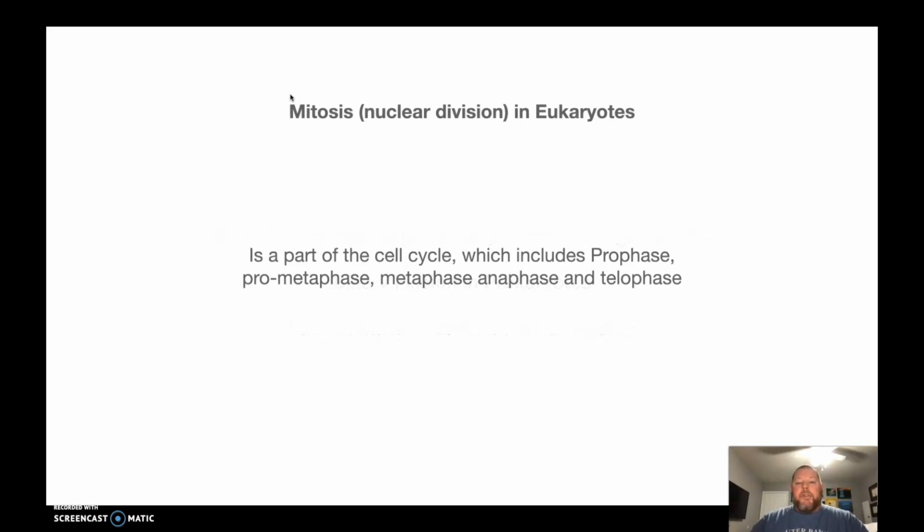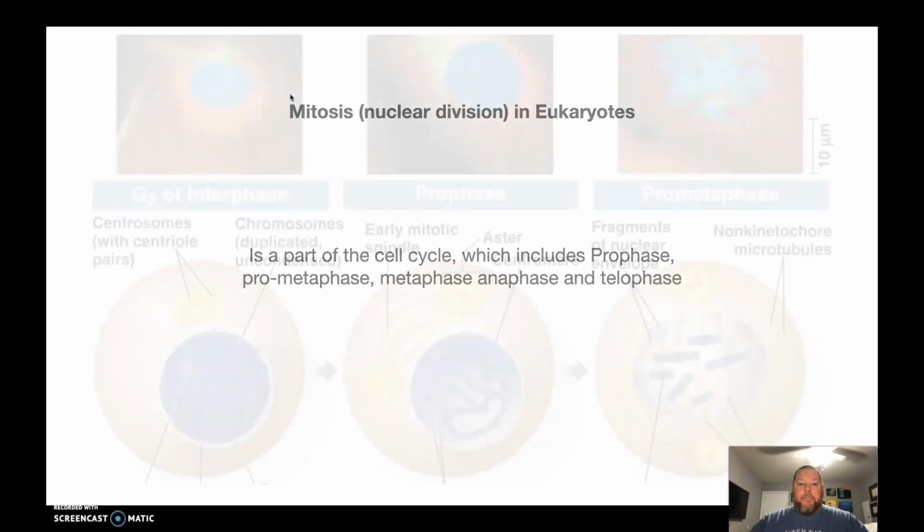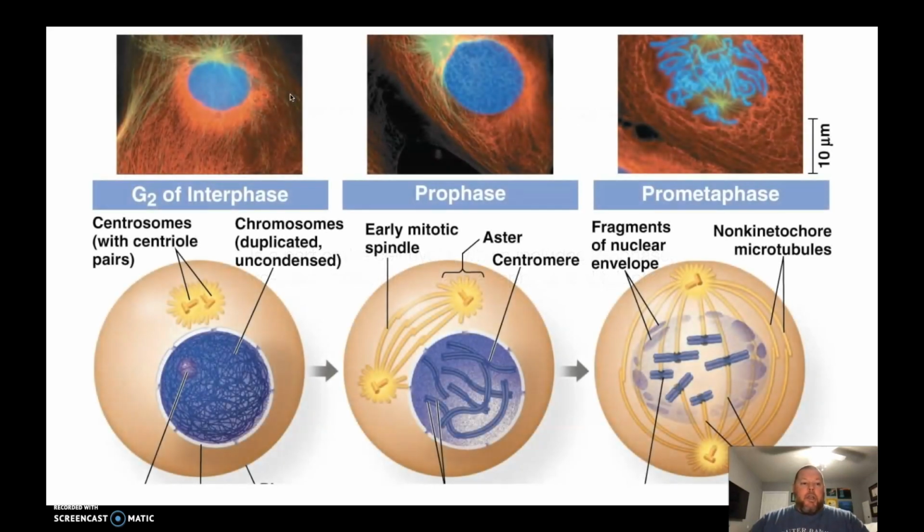So for mitosis in eukaryotes, it's going to be a part of the cell cycle which includes prophase, prometaphase, metaphase, anaphase, and telophase. Alright, so here we have G2 of interphase. So interphase is also part of the cell cycle. You can see some of the events going on during G2. You've got your centrosomes. In your animal cells, the chromosomes have already been duplicated.